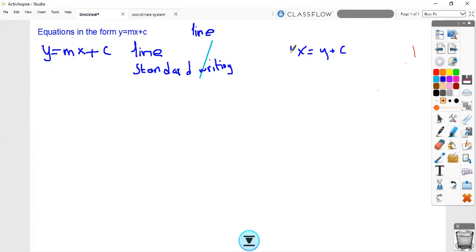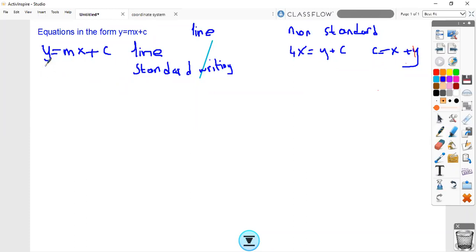Or here can be 4x. Here it can be c is equal to x plus y. Now these are non-standard writing. Here we are not going to talk about non-standard writing. We are going to talk about standard writing.